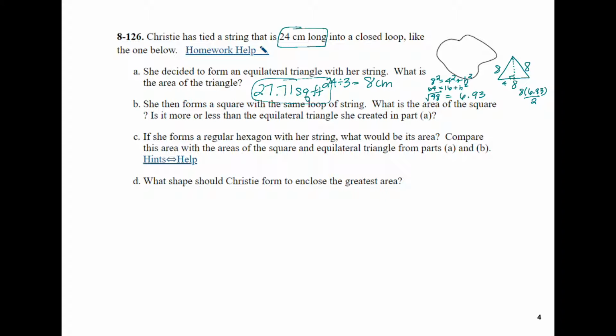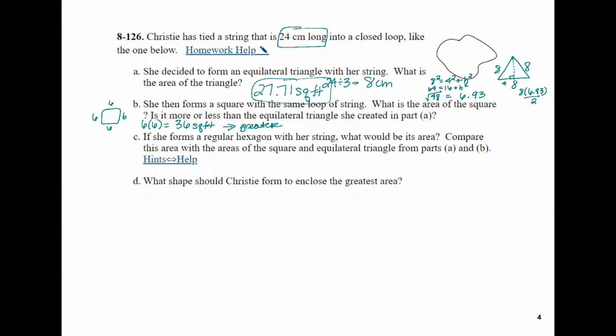She then forms a square with the same loop of strings. What is the area of the square? So if we form a square and we take 24 and divide it by 4 this time, our sides would be 6. The area of the square would be 6 times 6, which would give us 36 square feet. This is actually a greater area than what we originally created with the triangle above, so it's more.